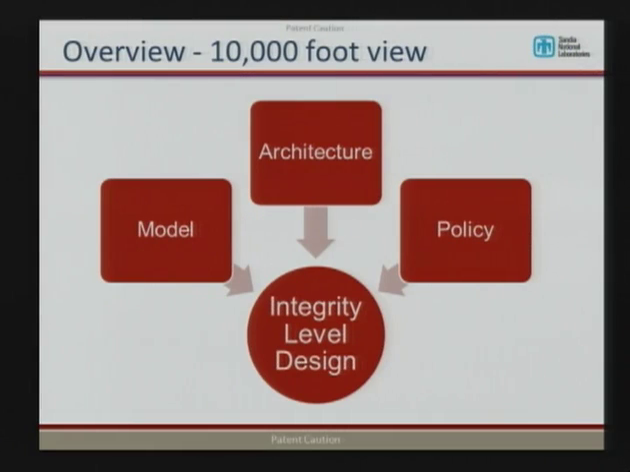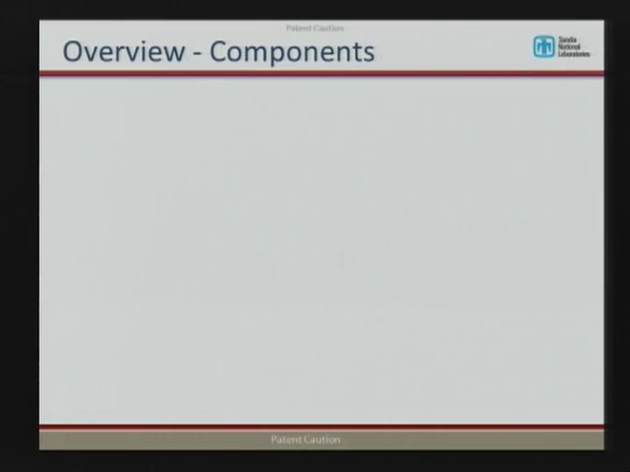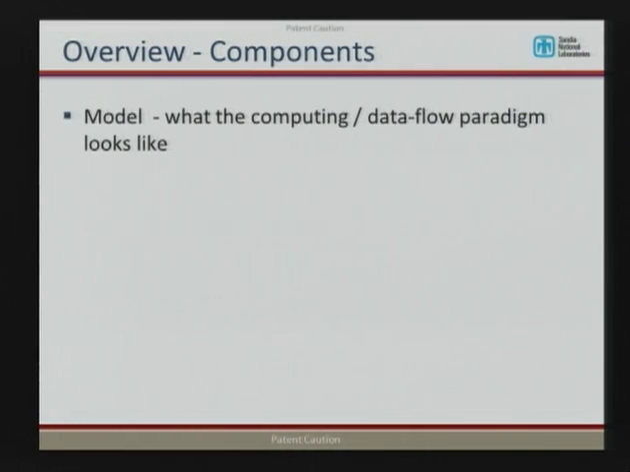Okay. So I've said this word integrity level a couple of times, but really what do I mean? And so we decided that integrity levels have three different components: a model, an architecture, and a policy. So the model just describes how the system really works. How does the data flow? How does the control flow work?